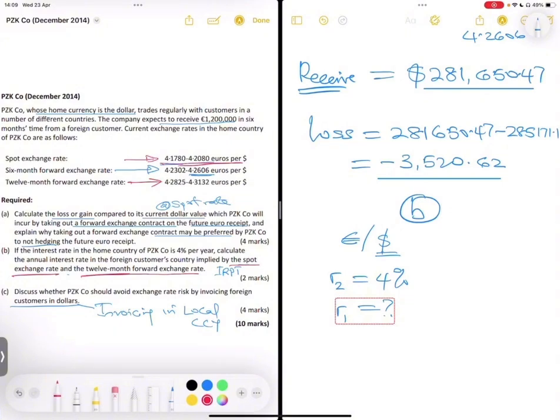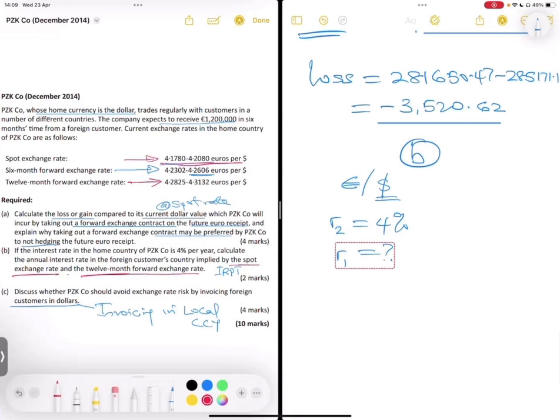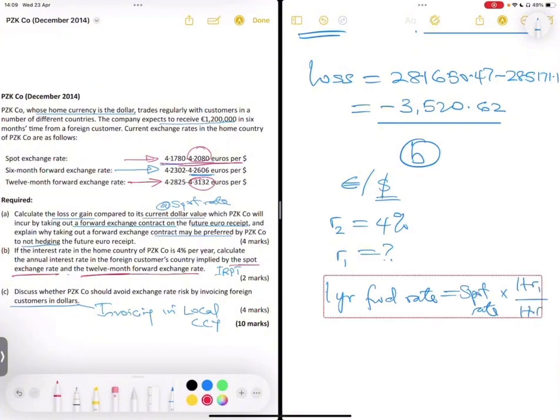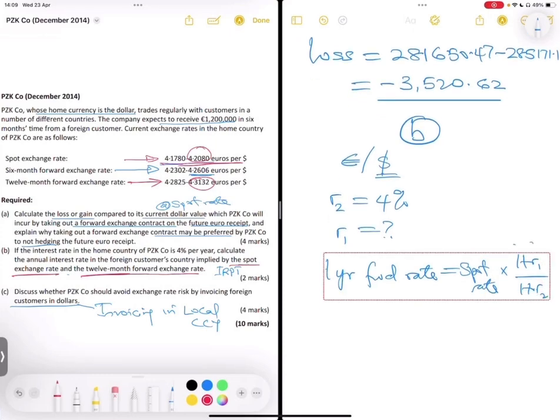Okay, so looking at that, remember, this is a receipt situation, and we've been using the selling rate, so we're going to use the selling rates definitely to do our prediction. So we know that the 1 year forward rate is equal to the spot rate multiplied by 1 plus interest in the first currency over 1 plus interest rate in the second currency. This is what we need to calculate, right?